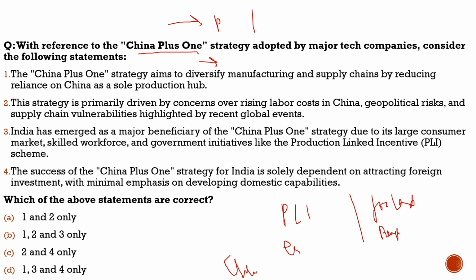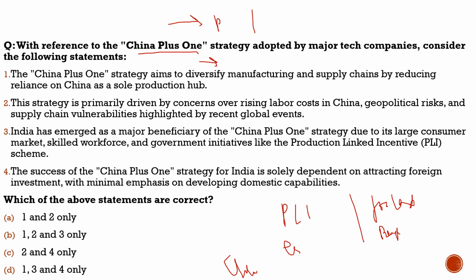So with respect to the China plus one strategy, it is adopted by major tech companies because they know that China is enjoying the advantage and they can weaponize it anytime. They can put unnecessary bans, so that's why they are diversifying towards other countries. And India has been one of the major recipients who got the advantage of this China plus one strategy. So this is the whole idea behind it, why we are discussing this question. Now let's solve the question and get more idea about it.